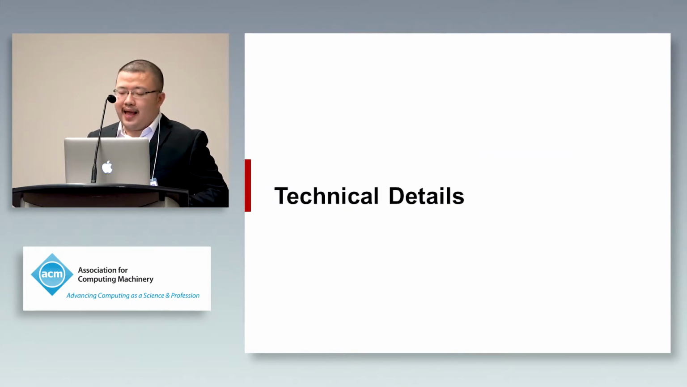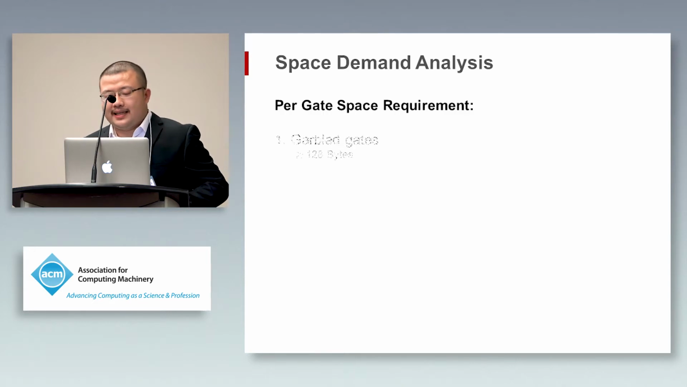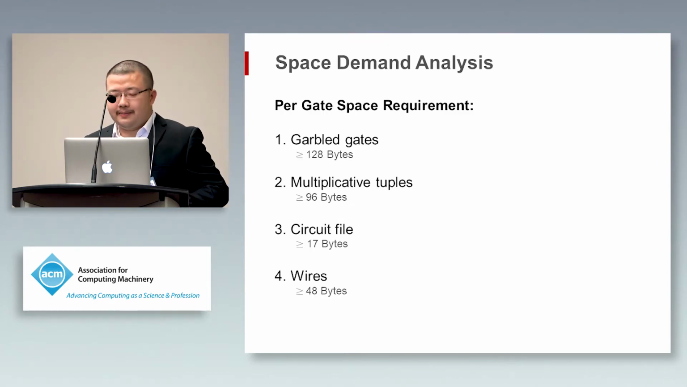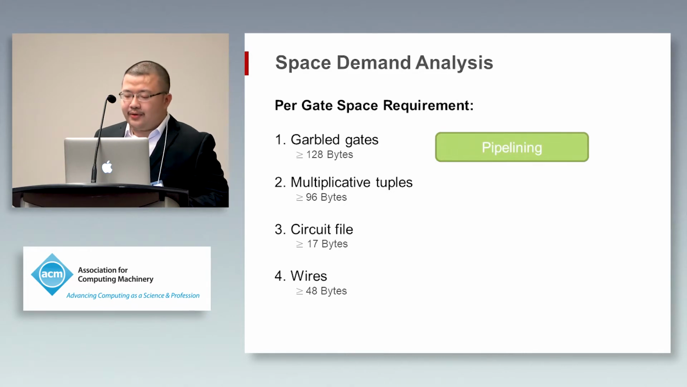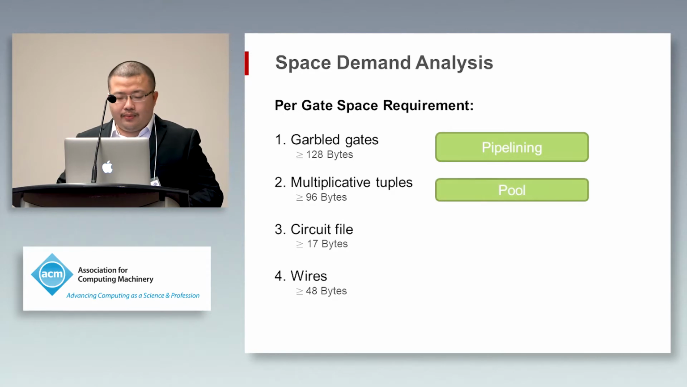Now let's move on to the technical details. First, let's examine the factors that contribute to the huge space demand. There are 4 major factors: garbled gates, multiplicative tuples, circuit files, and wires. The pipelining technique can reduce the space demand of garbled gates to a constant. The pool technique can reduce the space demand of multiplicative tuples to a constant too.